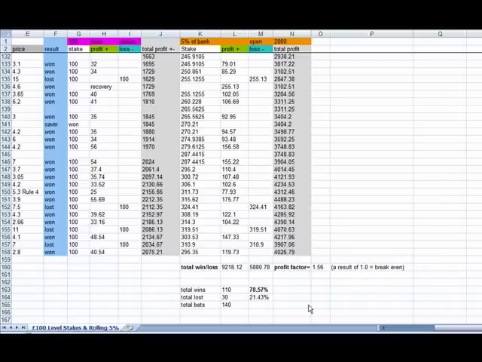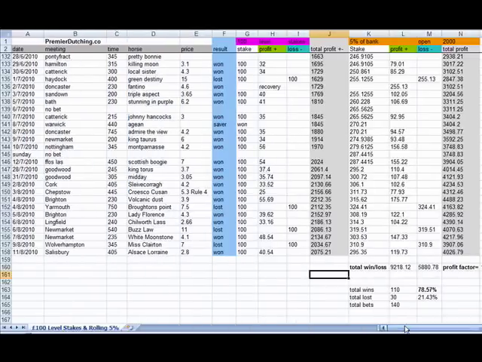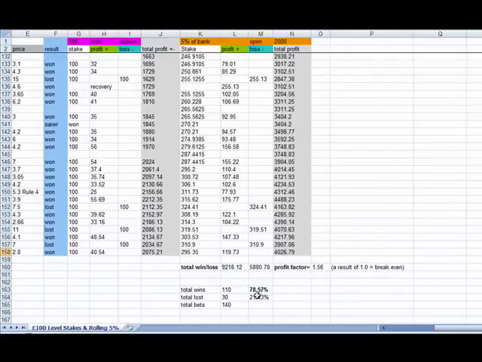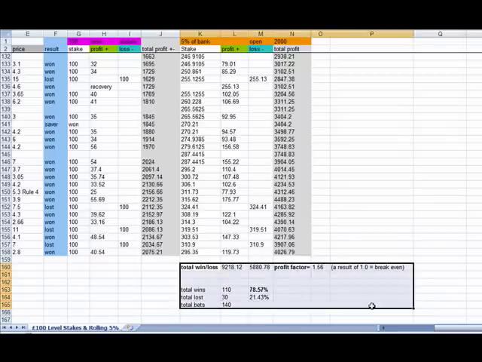Hello there. Right, today I'm going to be talking a little bit about the mathematics of Dutching. Now, as you can see here, we've got our results spreadsheet that I've downloaded from the site, and today is the 11th of August 2010. Now, I've done a little bit of analysis, which you can see here down the bottom, and this analysis has been done on the 5% of the bank staking system that we advise you to use.